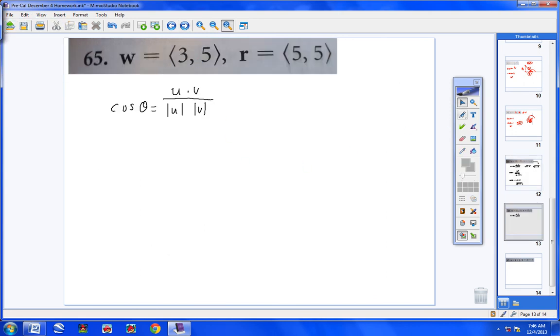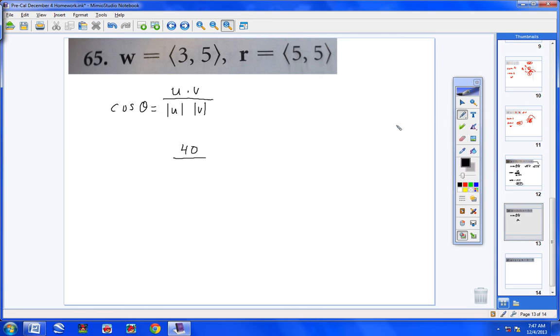Okay, there's the formula we're going to use. Sorry about that. Okay, the numerator says find the dot product. Now, I know it says U and V. We know we're using W and R, so don't worry about that. Let's find the dot product. Multiply your first number times your first number, that's 15. Multiply your second number times your second number, that's 25. Add those together and you'll get 40. So just like that, I know my numerator is 40.